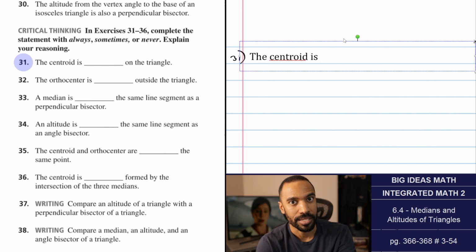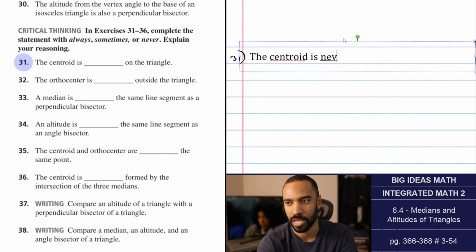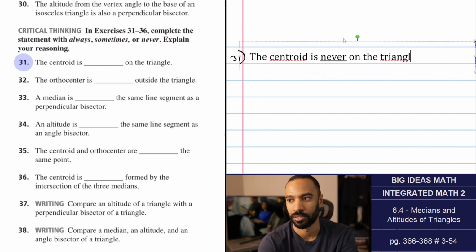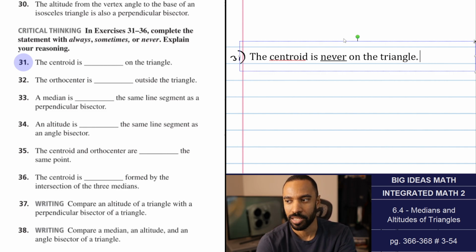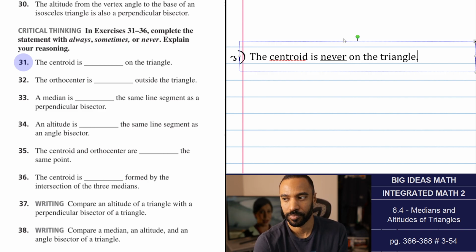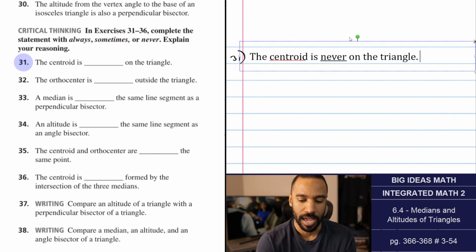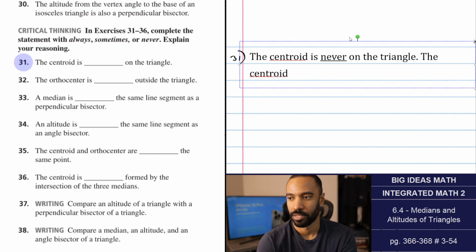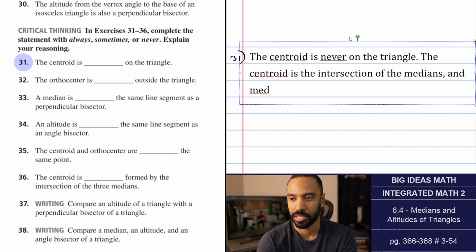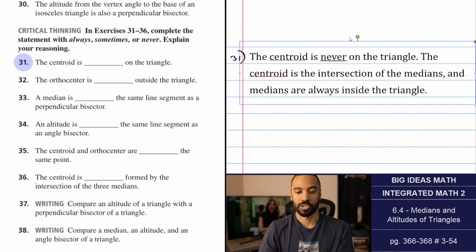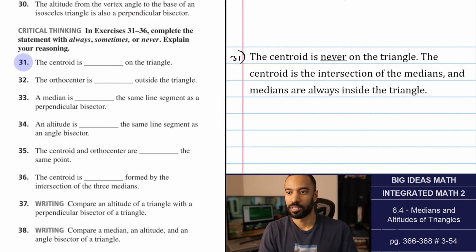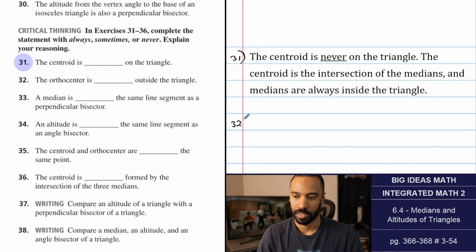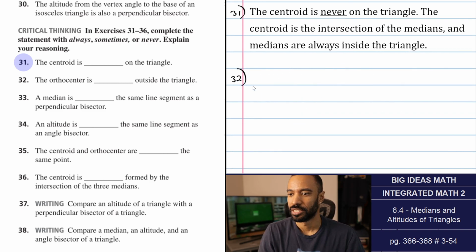The centroid is the intersection of the medians of your triangle. The medians are always inside your triangle, no matter what type. The centroid is never on the triangle. They said to explain it. I just said it, though. The centroid is the intersection of the medians, and medians are always inside the triangle. So it's never on, it's also never outside. It's always inside. Good. I like having a never to begin with. They always kind of start with always, and let's go the other way.